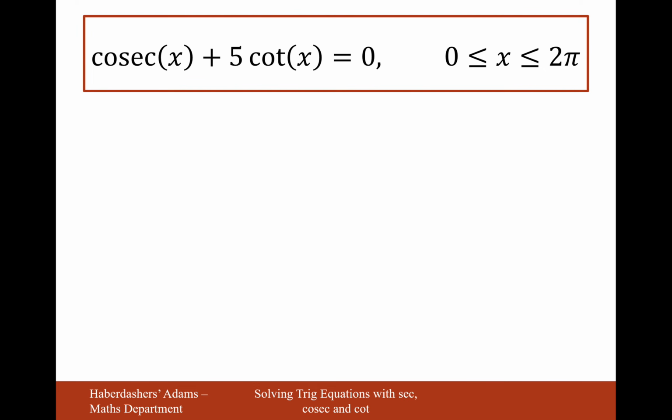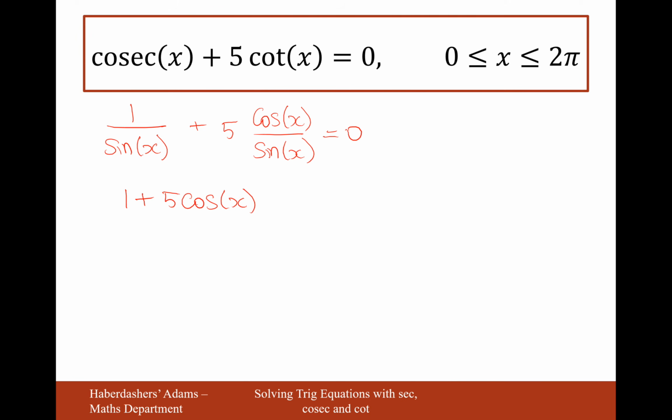Let's now move on to the next one. And I think in this one I'll convert everything into sines and cosines. So it'll be 1 over sine plus 5 cos over sine equals 0. The next thing I'll do is multiply everything by sine. So it'll be 1 plus 5 cos equals 0. So therefore cos, if we take away the 1 and divide by 5, will be minus 1/5.